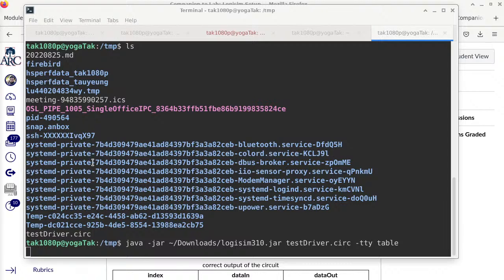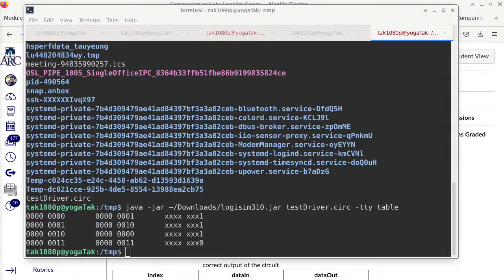So you can just click OK, and then navigate to where you saved the reference.circ. In my case, it is under the CISP310 folder. And here we have reference.circ. And it just says select, and the program ran. So is that okay? All right.